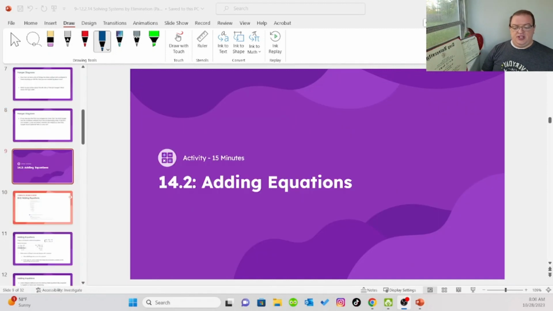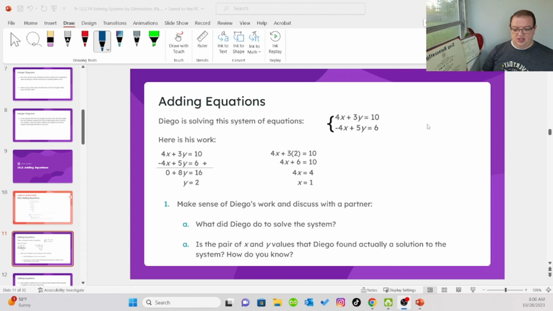Our first activity today will be activity 14.2, adding equations. Diego is solving this system of equations. Number one, make sense of Diego's work and discuss with a partner. 1A, what did Diego do to solve the system? 1B, is the pair of x and y values that Diego found actually a solution to the system? How do you know?